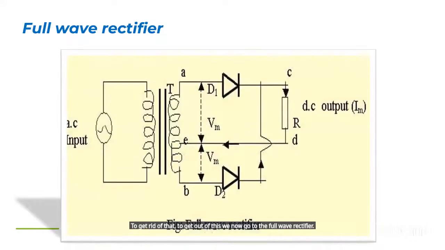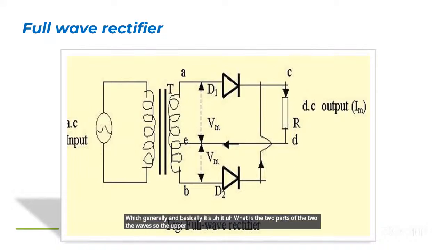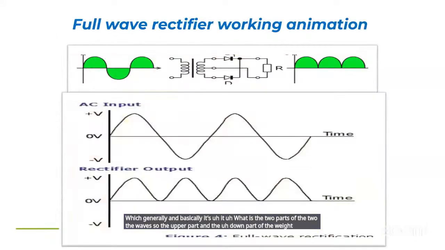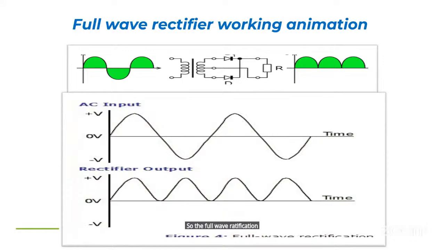To get out of this, we now go to the full-wave rectifier, which basically passes the two parts of the wave, the upper part and the lower part. At the end of the day, you have a very good efficiency. Full-wave rectification converts both polarities, negative as well as positive, of the input waveform to direct current.